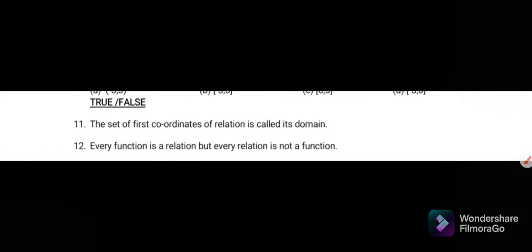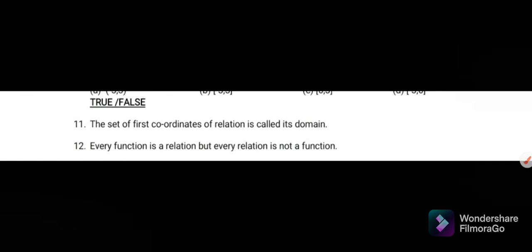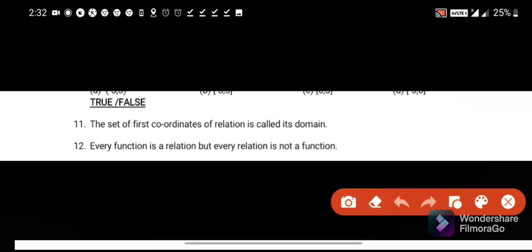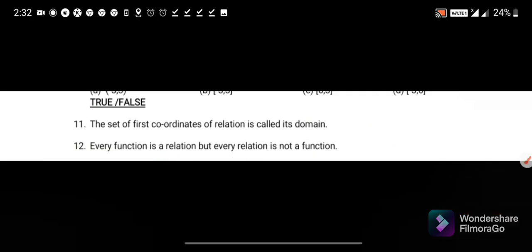Next, true false. The set of first coordinates of a relation is called its domain. Yes, it is true. Every function is a relation, but every relation is not a function. This is very important. Every function is a relation, but every relation is not a function. It is also a true statement.